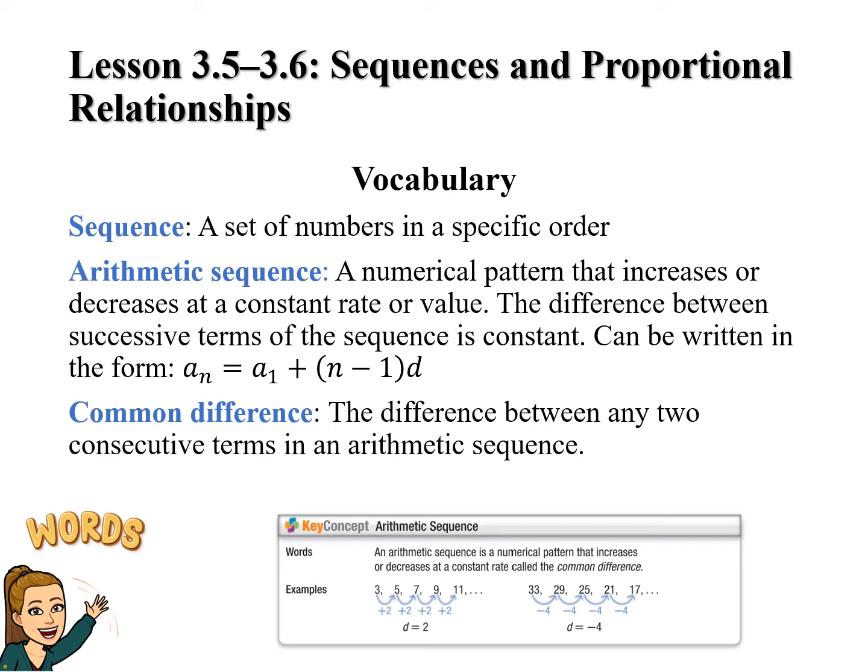Now, when we're talking about arithmetic sequences, we're talking about change in quantities that are adding or subtracting. When we get to geometric sequences, we can think about multiplication and division. But today is all about arithmetic sequences.